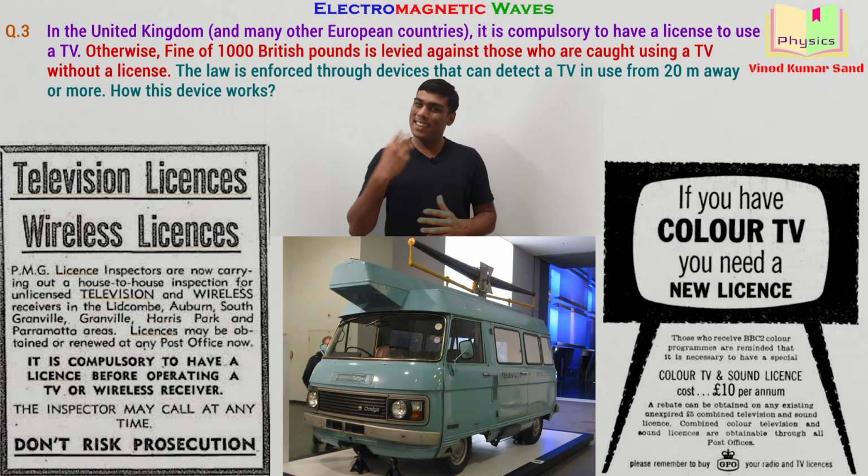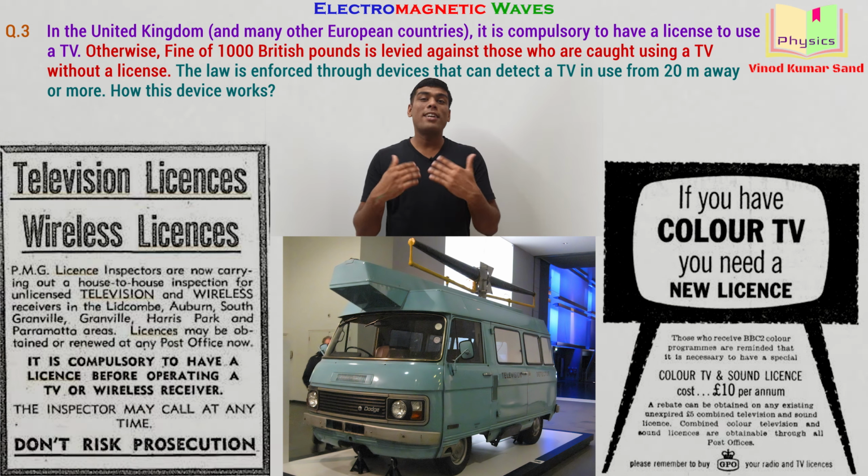Then there comes the third question. In the United Kingdom or in many other European countries, to watch a television, you need a license. In the UK especially, without the license, they impose a fine of more than 1000 British pounds. Okay. So how do the authorities come to know about unlicensed use of the television? Any thought, any idea? Let me know.